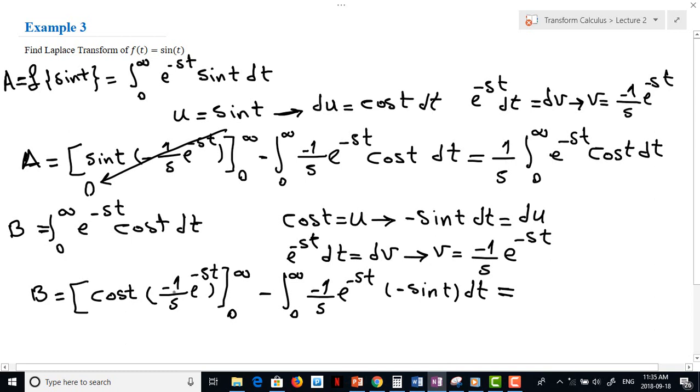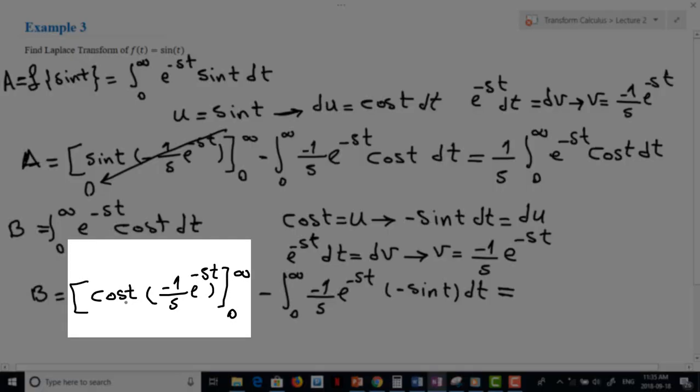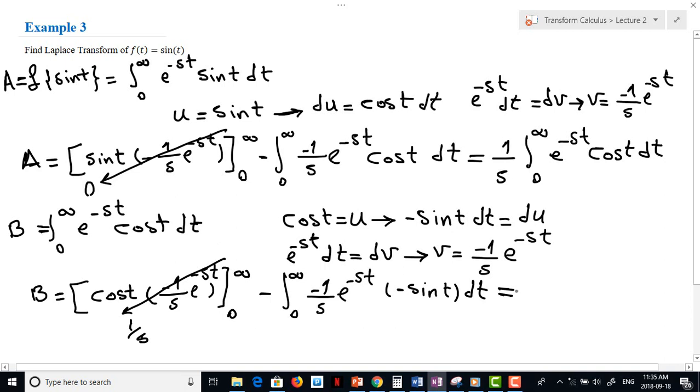So if we apply the upper limit, cosine infinity is between minus 1 and 1, it's limited. E to the power of minus infinity is 0. If I apply the lower limit, we have cosine 0 is 1, e to the power of 0 is 1. So as a result, we have 1 over s. So here we have minus times minus is plus, the integral from 0 to infinity plus 1 over s.